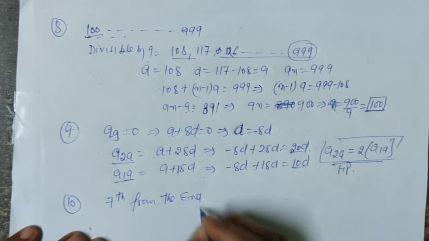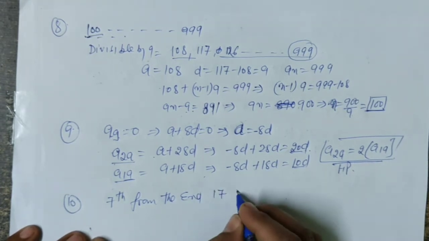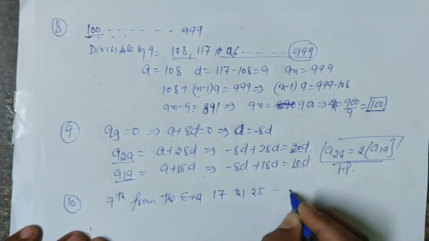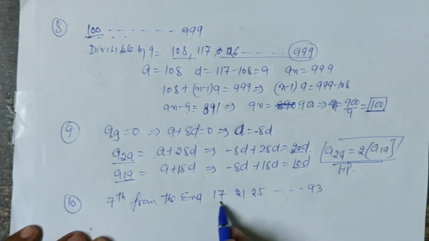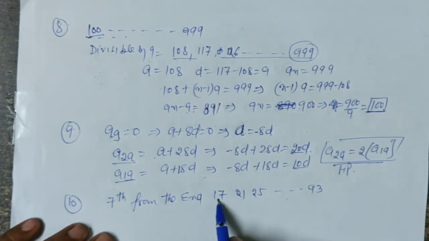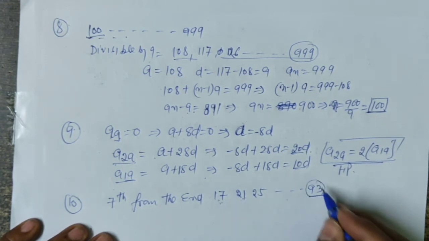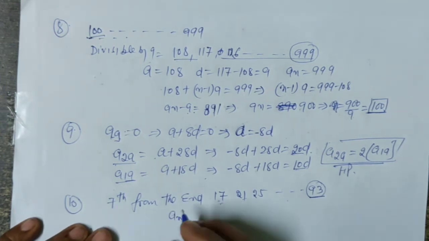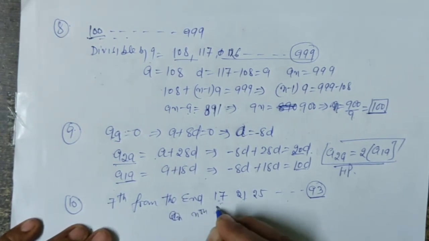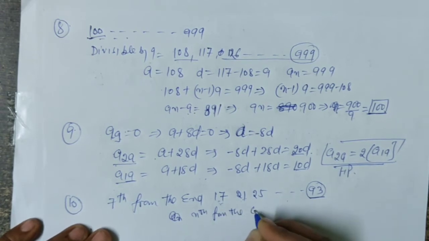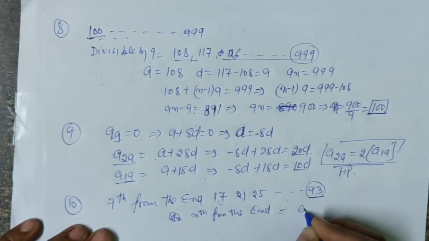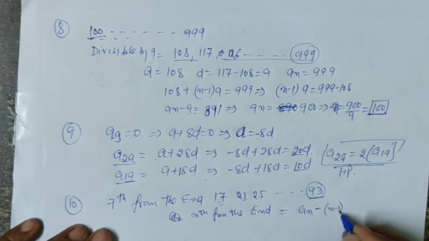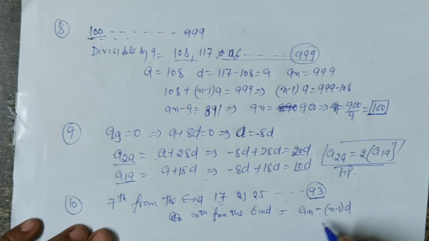Okay. From the back side. See, 17, 21, 25, ..., 93. Look here, beta. What is the difference? It is 4. So now from the end, this becomes the last term. The formula for the nth term from the end is an, or you can say, last term minus (n minus 1) into d. So you can find it out.